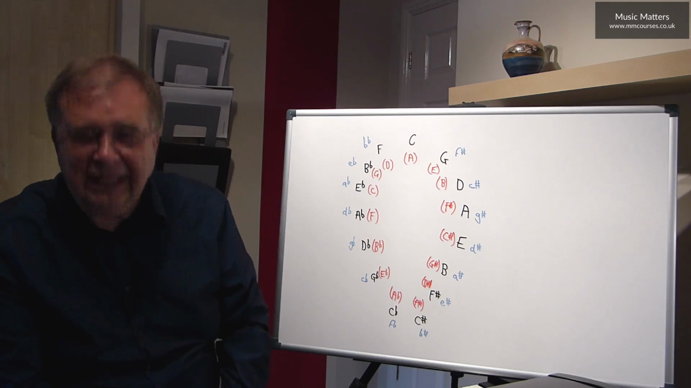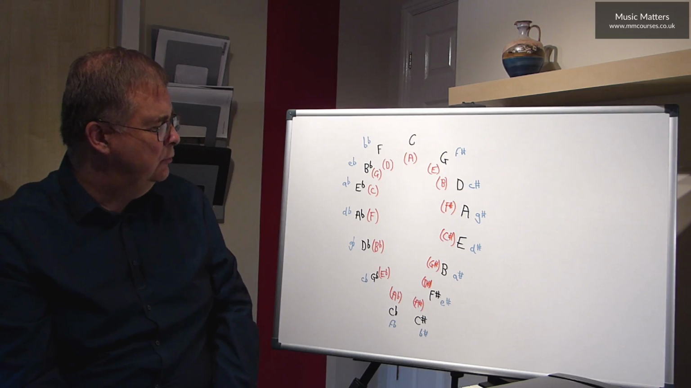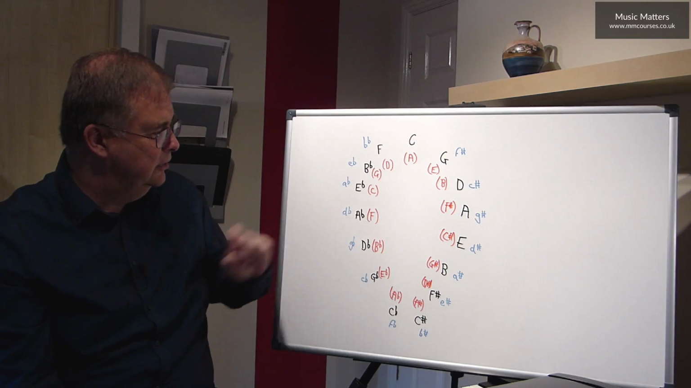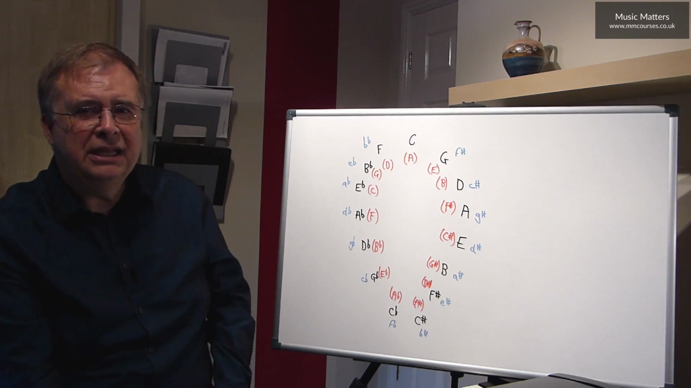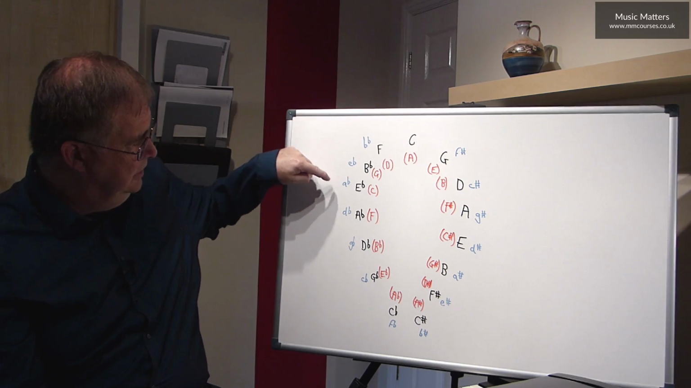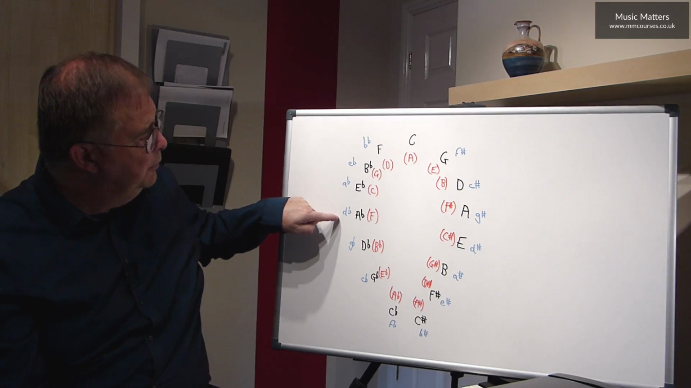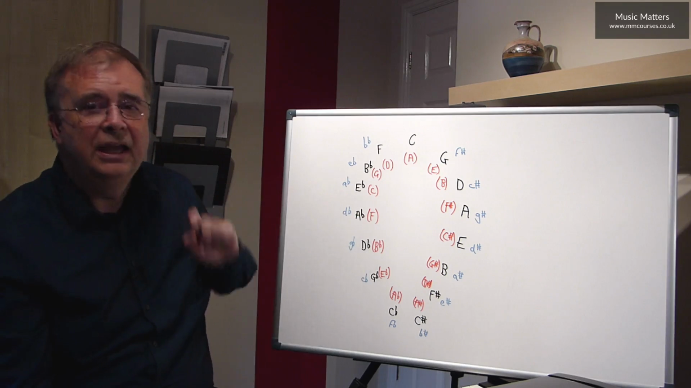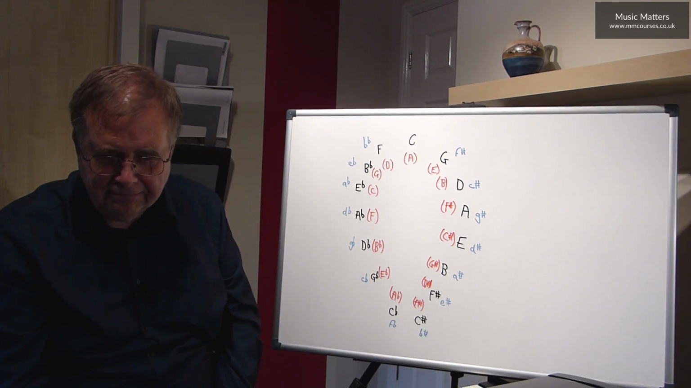Which minor key has 4 flats? Well, remember the minor keys are the red. So we're looking for a minor key with 4 flats. So let's count round from the outer circle. 1, 2, 3, 4. And we find the minor key with 4 flats is F minor.